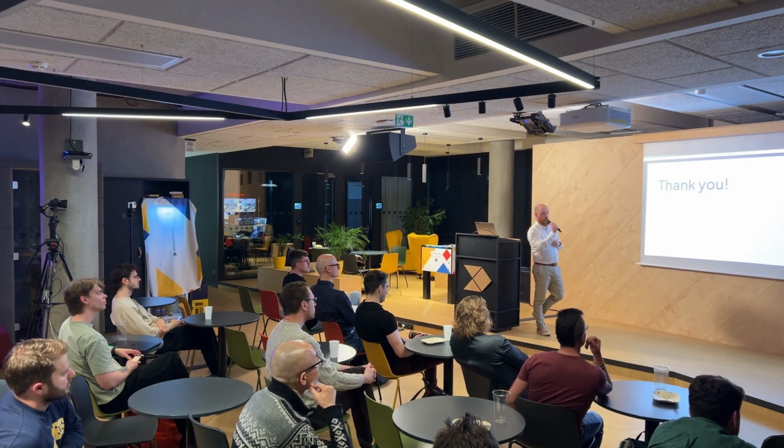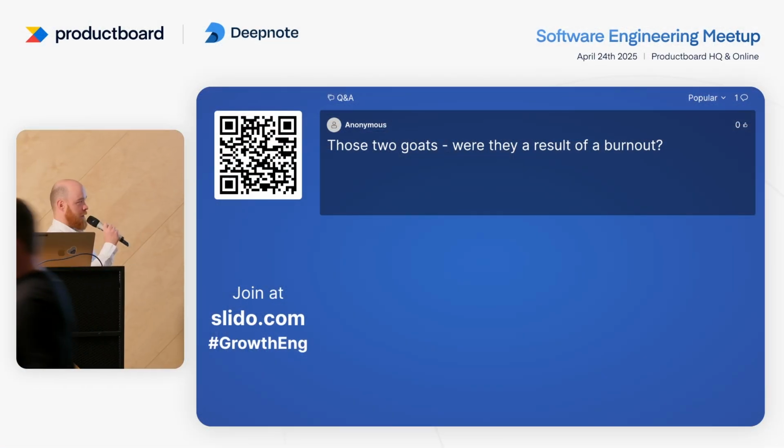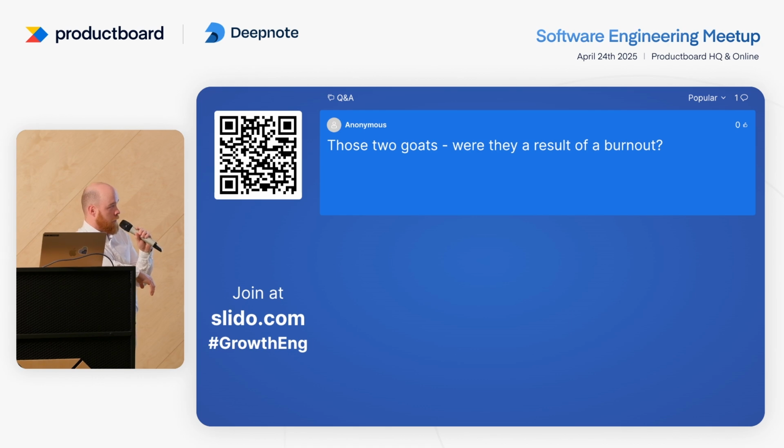Whether goats are a result of a burnout? No. This is a funny story. Maybe I can end with that. I got a referral bonus because I brought the two best engineers I have ever worked with to Deepnote. So I got a coupon for a goat. This was very early, you know, not a corporate thing. And then the second goat is a kid of the first goat. So now I have two.